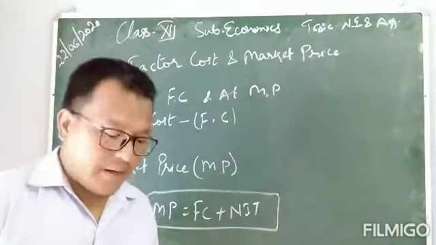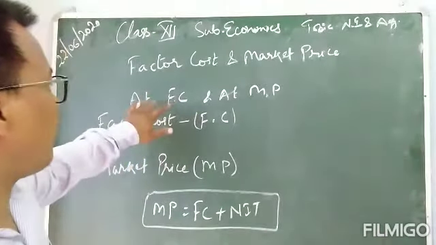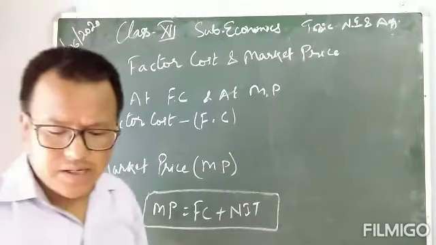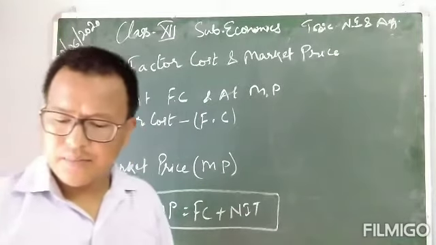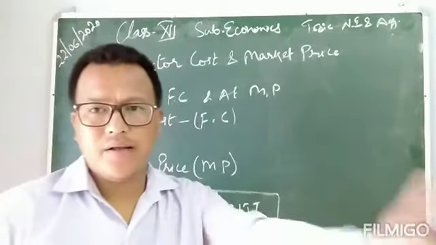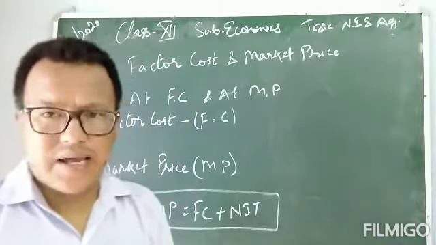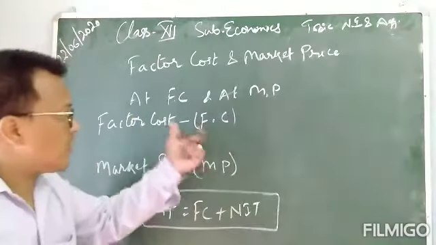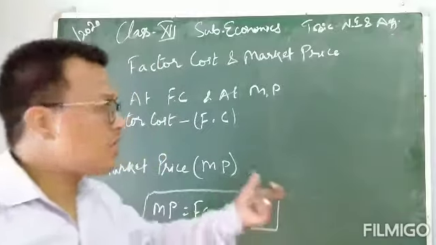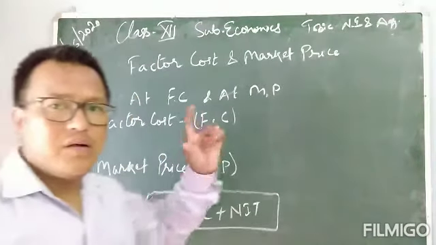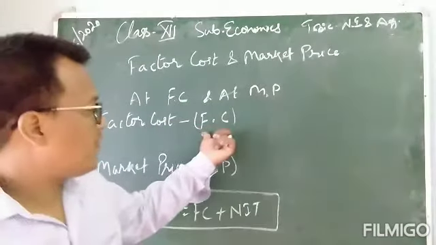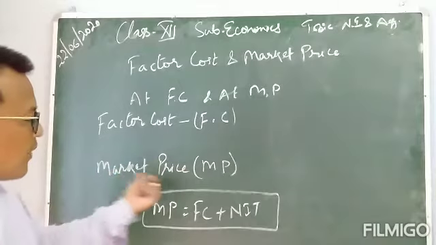Factor cost and market price. While estimating national income and related aggregates, the monetary value, or we can say the money value, of the final goods and services can be estimated in two ways. Those two methods are factor cost (FC) and market price (MP).